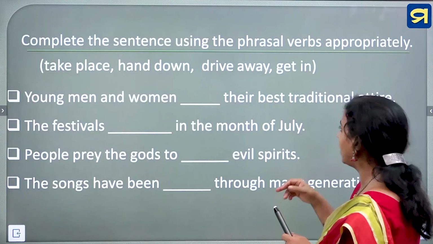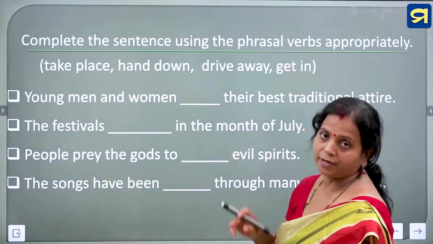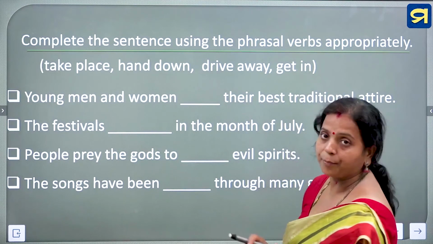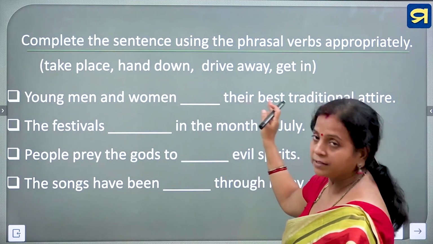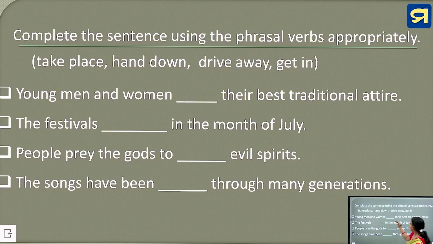Okay? Let us use some appropriate phrasal verbs in the fill in the blanks. Complete the sentences using the phrasal verbs appropriately. There are some phrasal verbs in the box. Choose the correct ones. Young men and women dash their best traditional attire. Is it take place, hand down, drive away or get in? Which one is correct? Very good. Get in is correct.